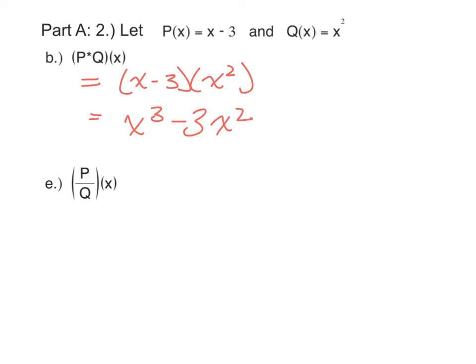For division, same idea. Take p of x, which is x minus 3, and divide it by q of x, the x squared. And there's nothing we can do to simplify this, so that's done.